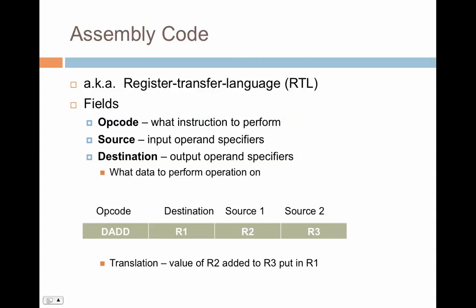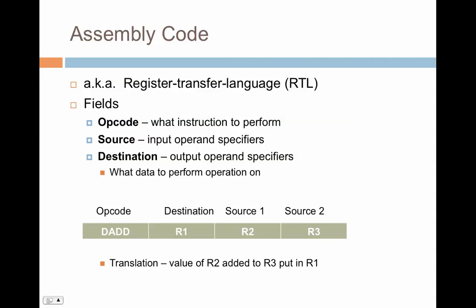The input operands, or the sources, are the registers from which you're going to read the value, and the destination is the output operand to which you're going to write the values. The opcode obviously specifies what the instruction is supposed to do. Here is a simple example of an opcode, which is dadd. The destination is R1. The two source operands are R2 and R3. If you translate this simple instruction, it would be: R2 is added to R3 and the value is stored in R1. The dadd is the opcode.